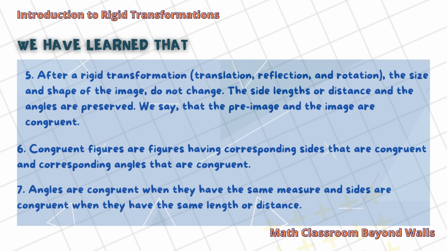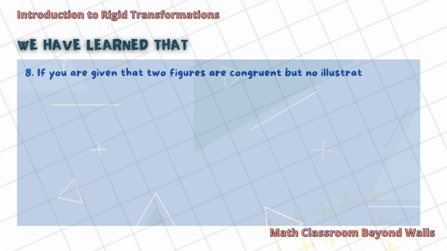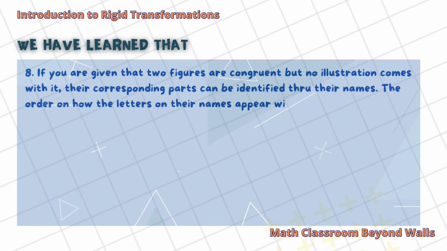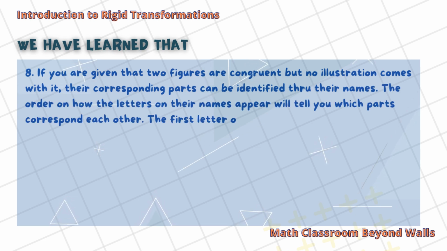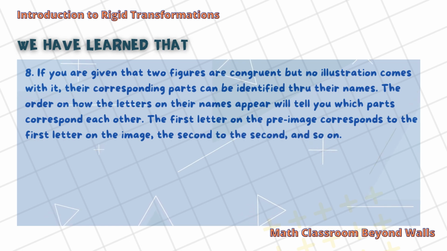Seventh, angles are congruent when they have the same measure, and sides are congruent when they have the same length or distance. Eighth, if you are given that two figures are congruent, but no illustration comes with it, the corresponding parts can be identified through their names. The order on how the letters on their names appear will tell you which part correspond each other. The first letter on the pre-image corresponds to the first letter on the image, the second to the second, and so on.